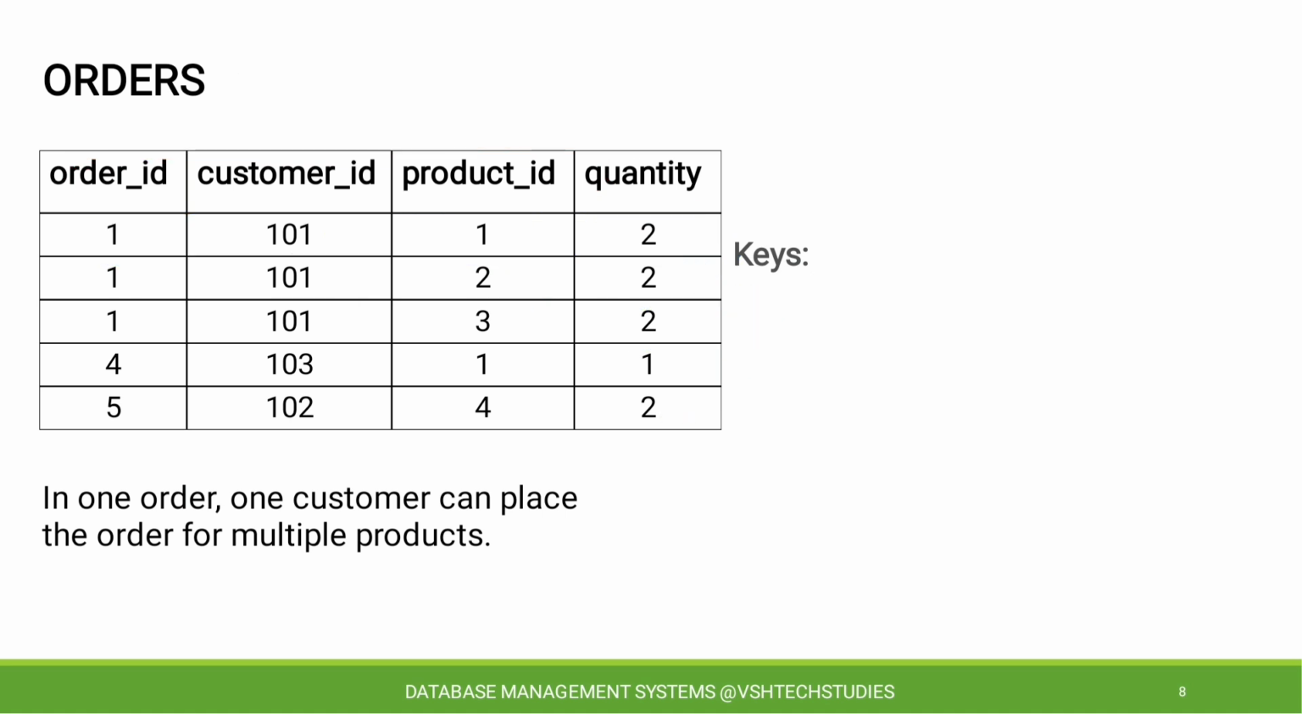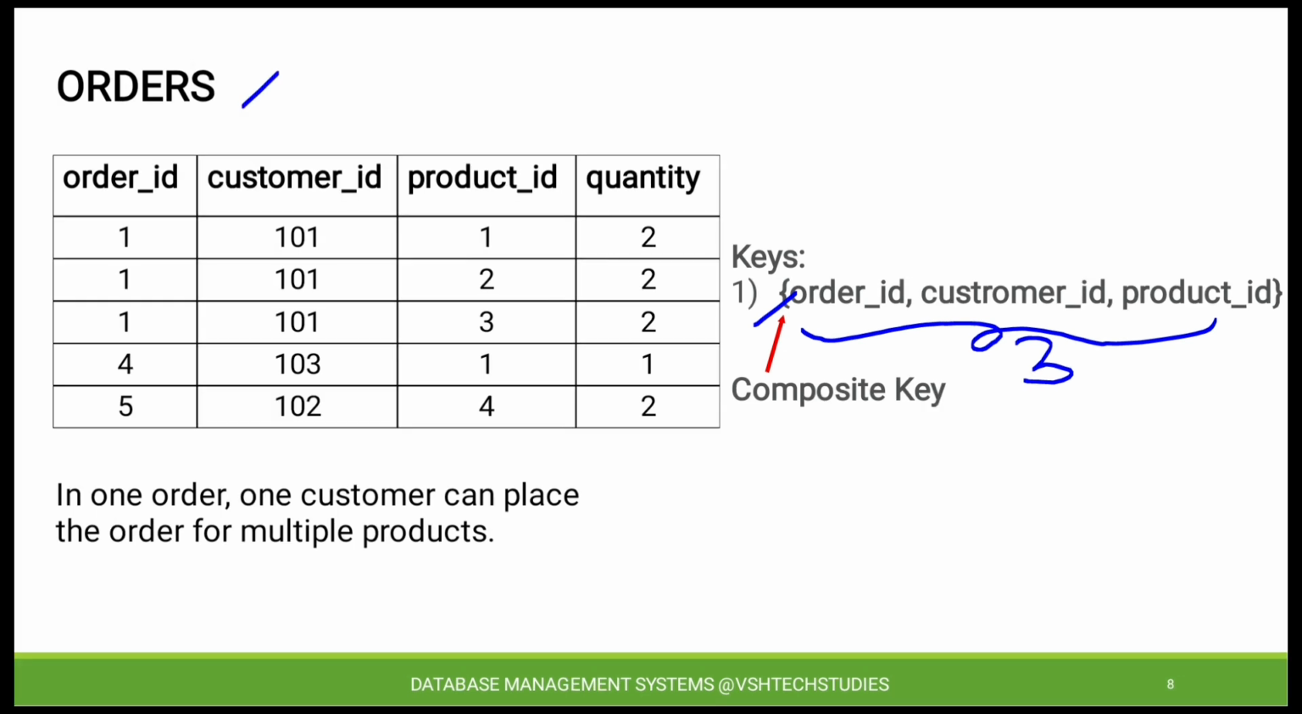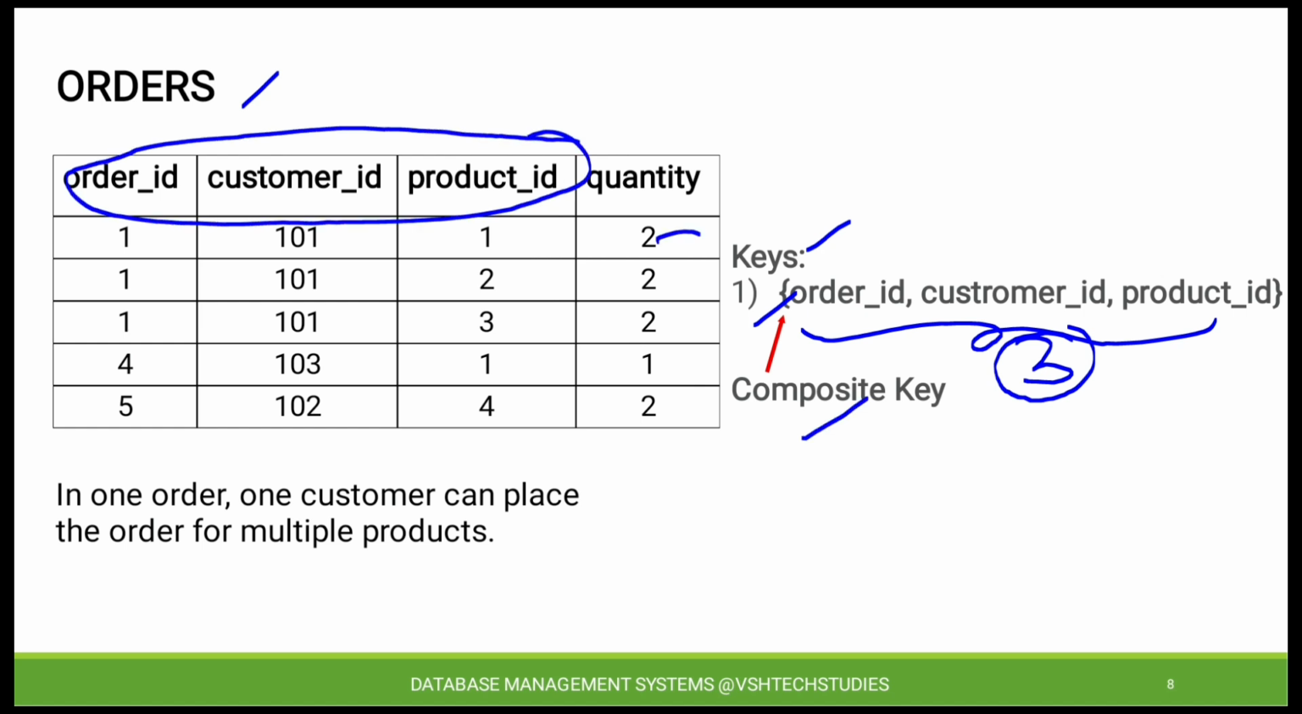Hence, in this table, the key is this. There is a single key in this table, but it has three attributes. So, this is also a composite key. So finally we can say that in this table, there is only one key. It has three attributes. It is a composite key. By the values of all the three attributes only, we can identify any row uniquely in this table.